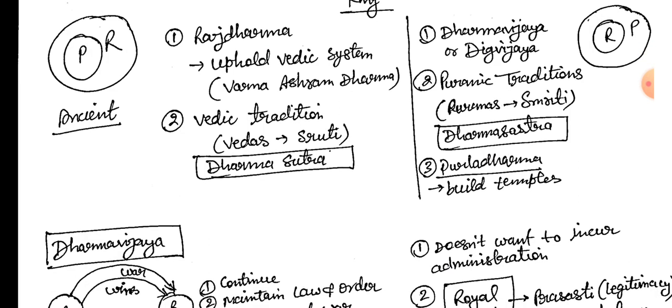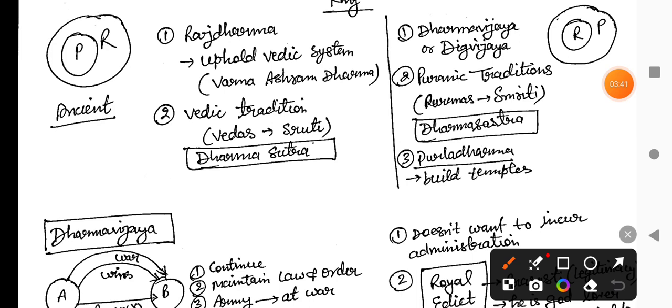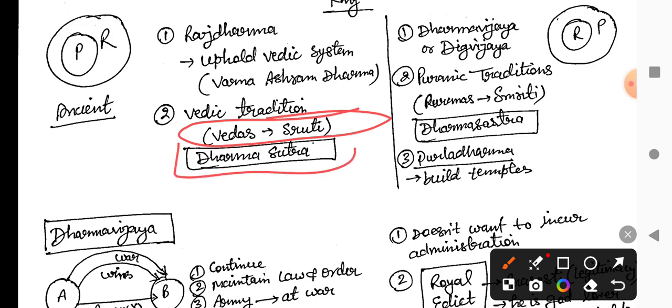The Vedic tradition was prevalent during that time, during the Vedas. The Vedas are also known as Shruti, and these are also called Dharma Sutras. In the later ancient period, there was Dharma Vijay, because politics was dominating over religion. Dharma Vijay or Digvijay was prevalent, meaning the state would control the whole territory of India.